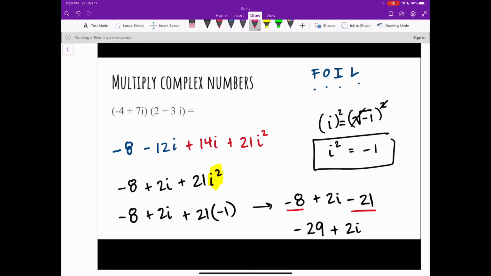And that is how we get another complex number from multiplying 2 complex numbers together. Again, it has that real part of negative 29, and it has the imaginary part of 2i. All right.